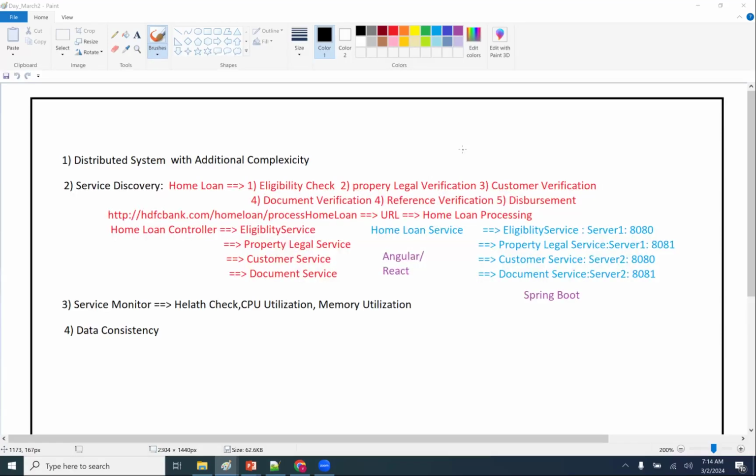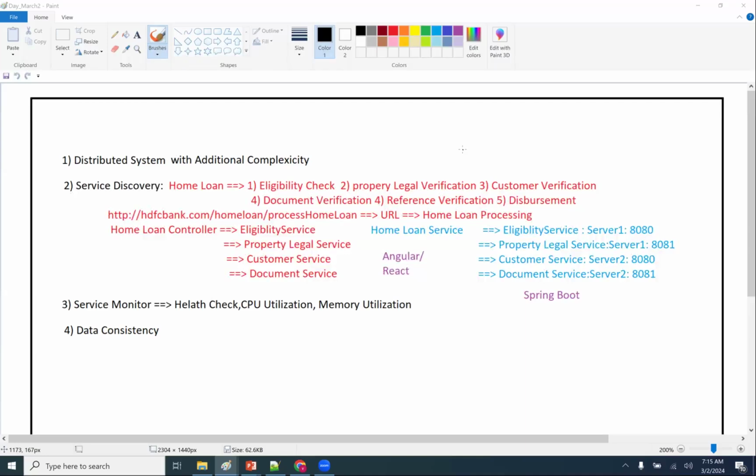Next one is service monitoring: health check, CPU utilization, memory utilization, all those things. Previously, all my applications were on one server. If I monitor that server's health check, that's fine, only one server is there. But right now I have 10 servers or 20 servers. Now I need to measure the health check, the CPU utilization, memory utilization, thread dump, memory dump, heap dump, a lot of things here. That is service monitoring.